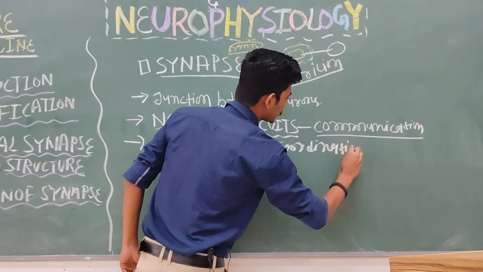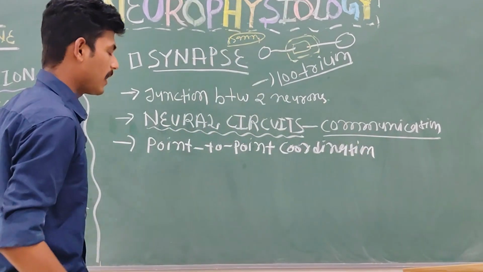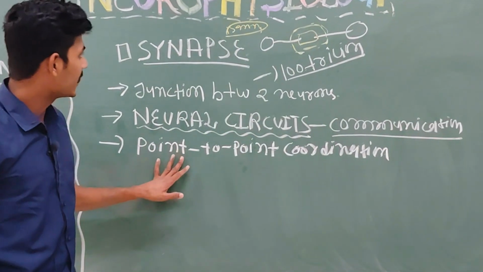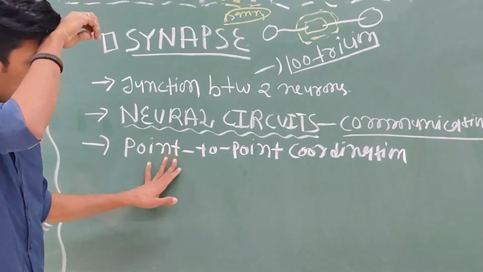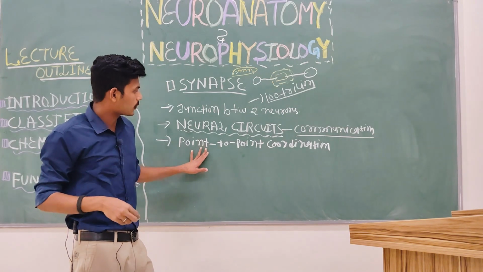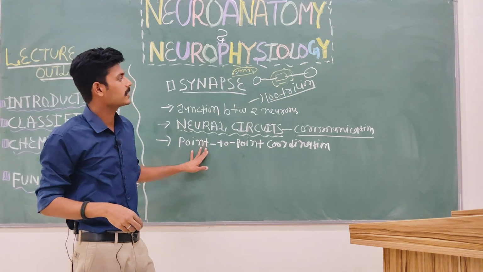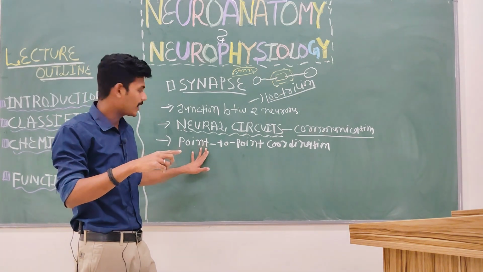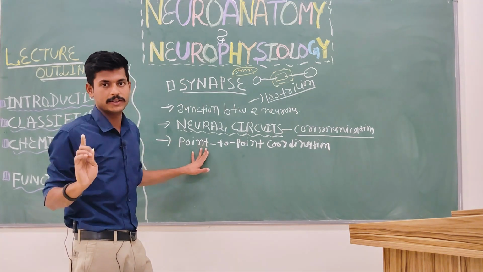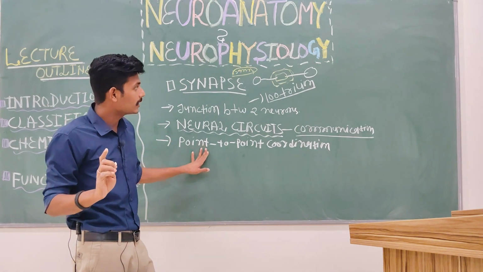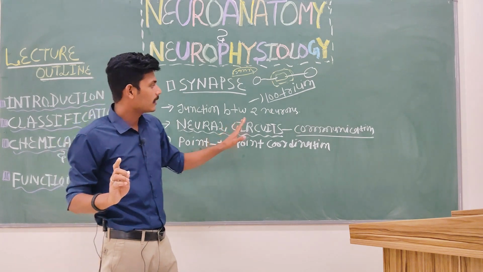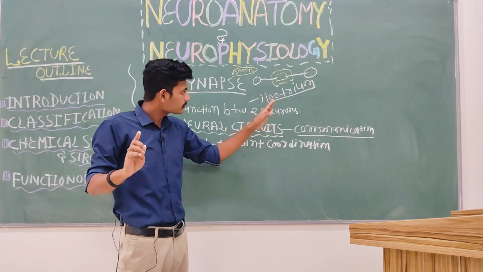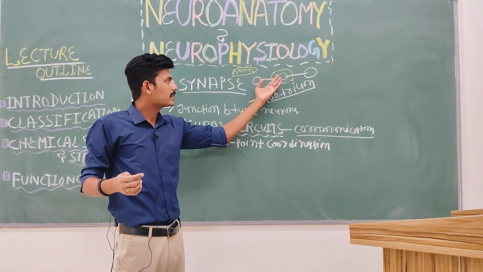And there are other functions as well, which we will discuss after the break. But for a while you just understand that these synapses serve a special function, and that function is first making the neuronal circuit, and channelizing the point to point coordination. Understood?